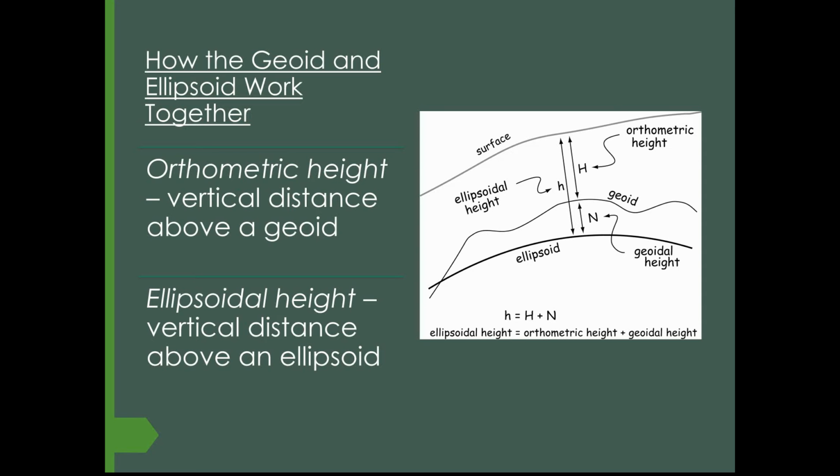The signed difference between the two heights, the difference between the ellipsoid and geoid, is the geoid height, or capital N in this figure. The figure here shows the relationship between the different models and explains the reasons why the two hardly ever match spatially.